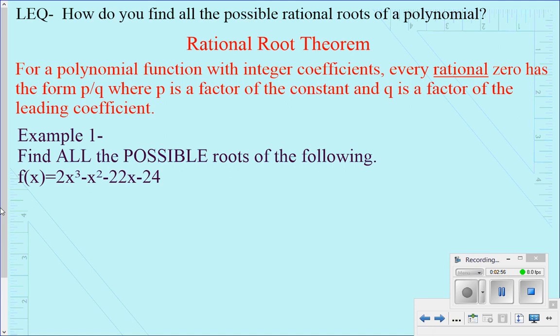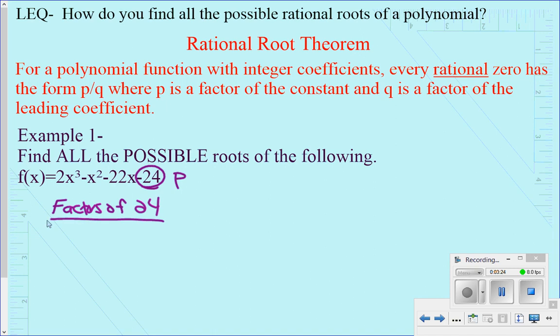So now let's talk about what it says. I'm supposed to find the factors of p, where p is the constant. So p is this number on the end. Now, when I'm figuring out the p and the q, I disregard the sign. So I'm really just concerned with the 24, not the negative. So I'm looking for the factors of 24. And I'm supposed to put them divided by the q.